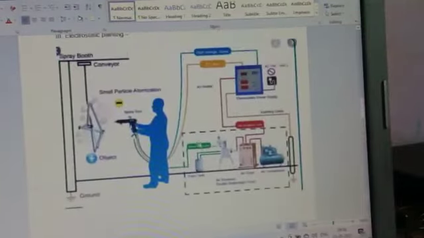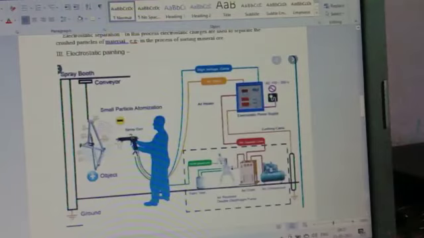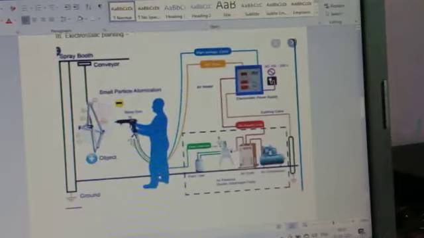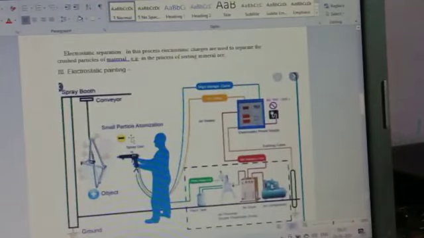In this example we are seeing that this is the metal and this is the gun, from which a spray of particles is deposited onto the metal surface, and in this way the metal surface is getting painted.